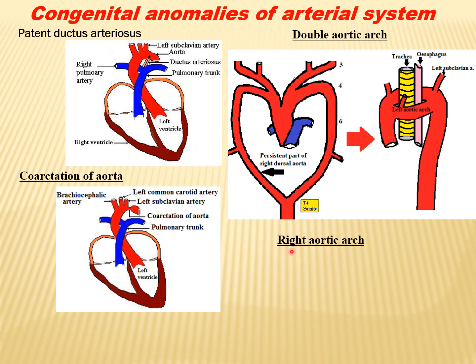The fourth is the right aortic arch. You know that the aortic arch is left. Failure of obliteration of this part, and on the other side, disappearance of this part, results in formation of a right aortic arch instead of a left aortic arch.